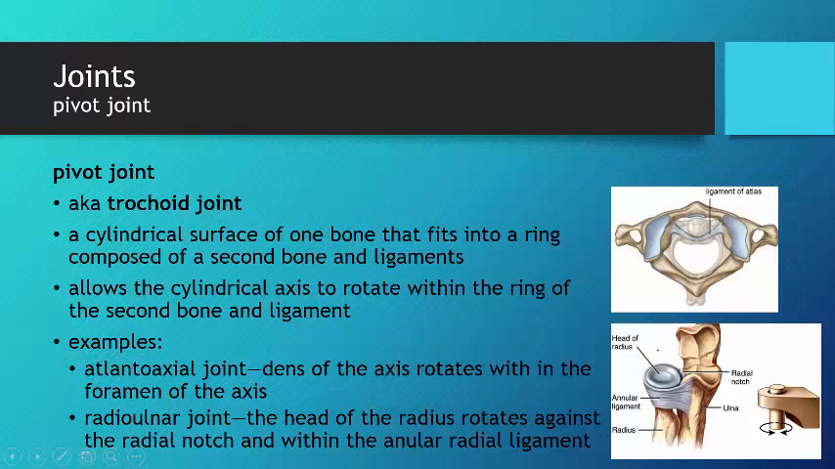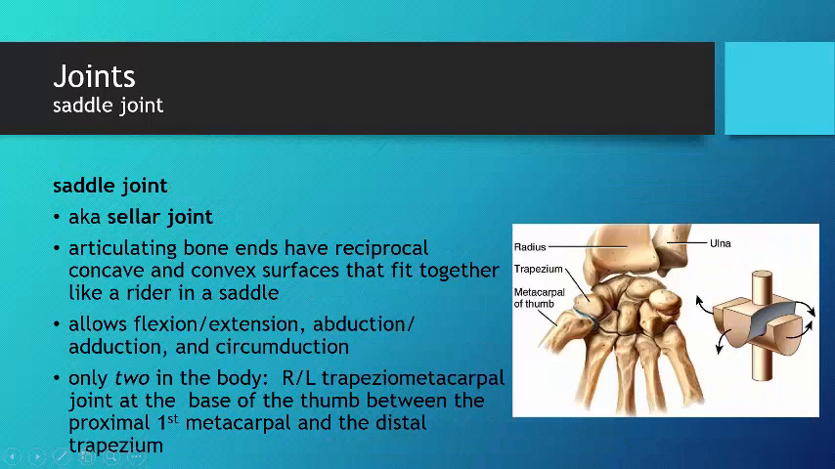All right. Number 5 is the pivot joint, also known as a trochoid joint. With a pivot joint, you have a cylindrical surface. So you have a cylinder, and it fits into a ring that's composed of parts of a second bone, and usually there are ligaments involved as well. This allows that cylindrical axis to rotate within the ring.